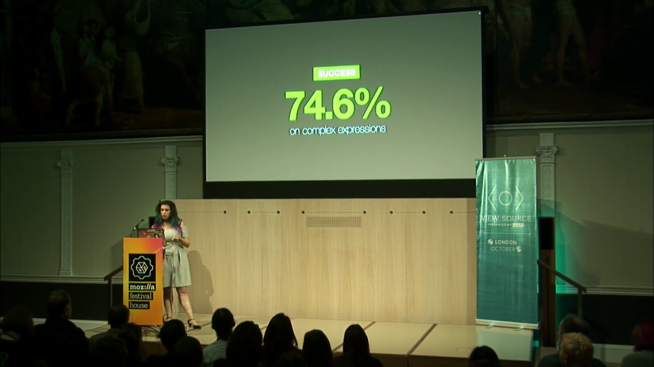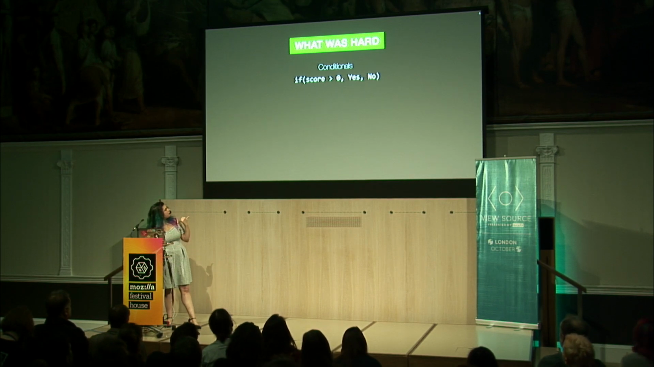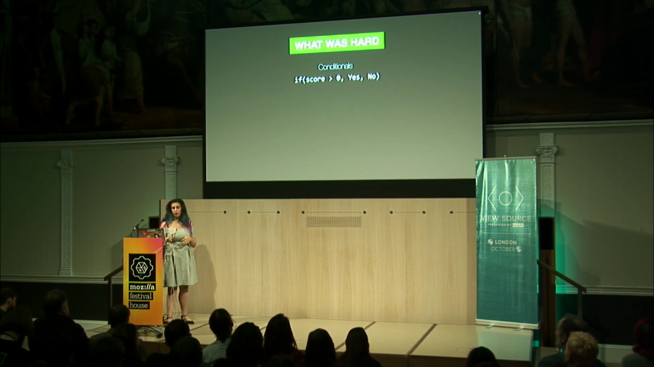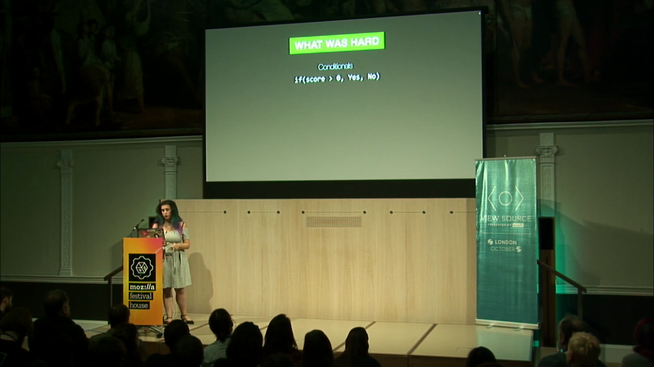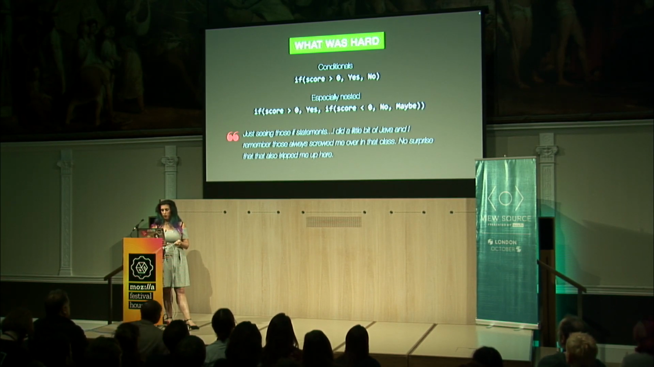which we thought was quite good, given that these were designed to push people to their limits a bit. Many people found conditionals hard. We have an if function that takes a test as its first parameter, and then prints out the second argument if that test is true, and the third if it's false. Many people found that hard, especially when it was nested. And some of them even remarked at how it reminded them what was hard about programming.